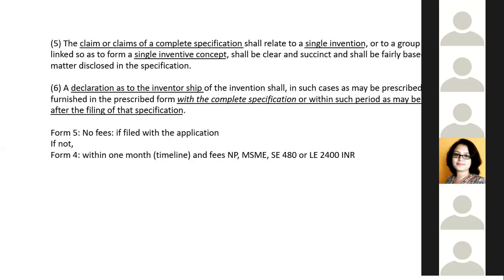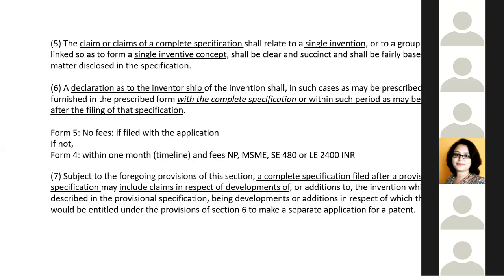Subject to foregoing provisions, the complete specification filed after provisional may include claims in respect of developments or addition to the invention which is described in the provisional, being developments or addition in respect of which the applicant will be entitled to make a separate. That means patent of addition, or you can file a separate patent application individually. Ordinary application, it will be treated as not under a single invention, right?